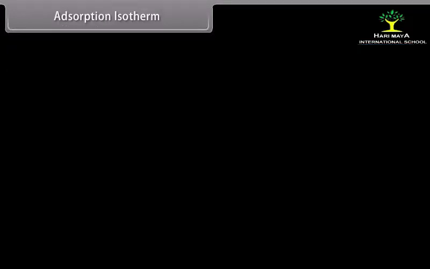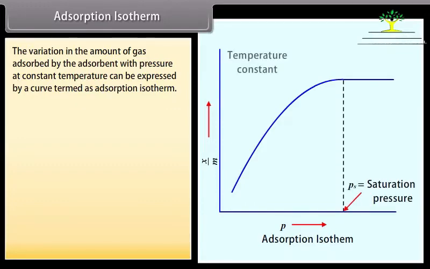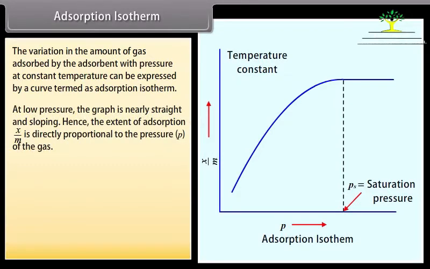Adsorption Isotherm. The variation in the amount of gas adsorbed by the adsorbent with pressure at constant temperature can be expressed by a curve termed as adsorption isotherm. At low pressure, the graph is nearly straight and sloping. Hence, the extent of adsorption x/m is directly proportional to the pressure of the gas. This can be expressed as x/m ∝ p^1.